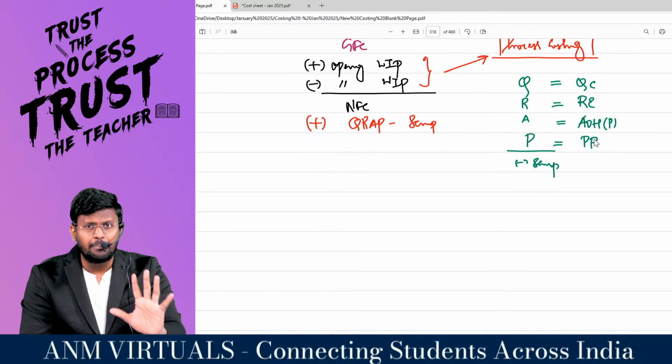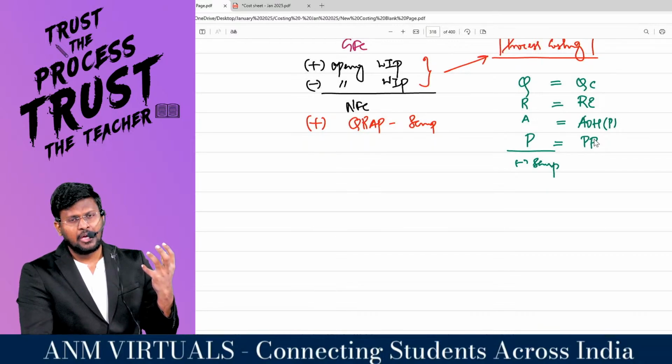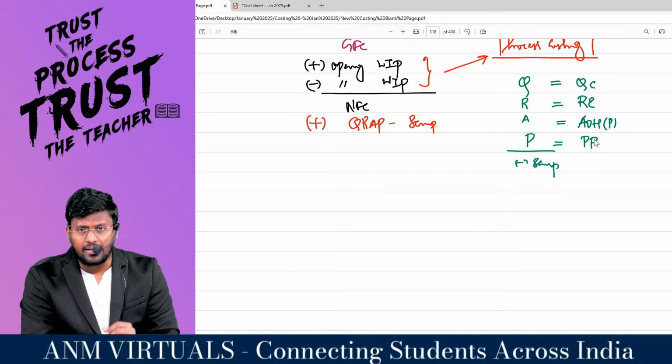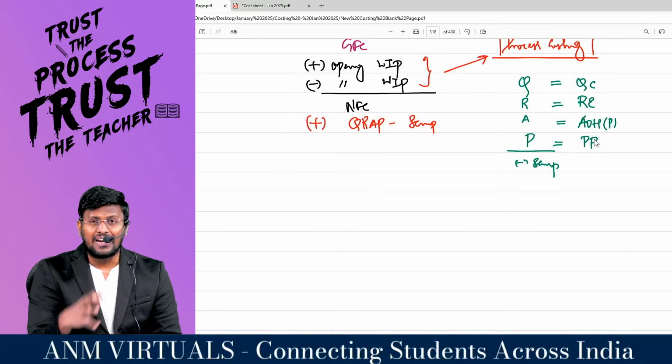And I will be incurring primary packing. There are two packings: one is primary packing and the other is secondary packing. So, my dear lovable students, I may incur the primary packing. Without primary packing, I can't sell the product.